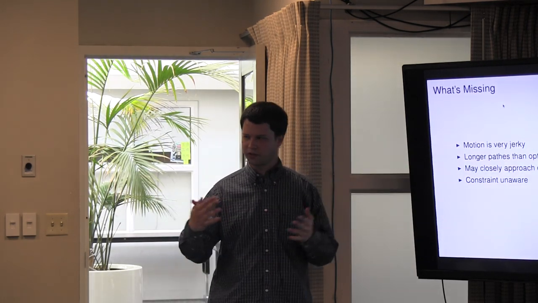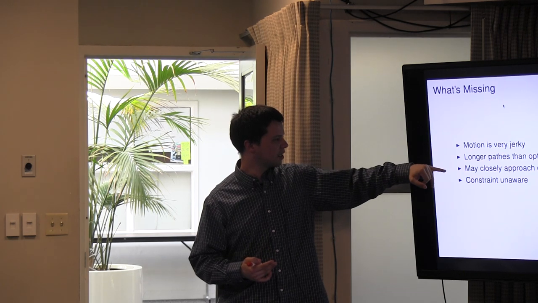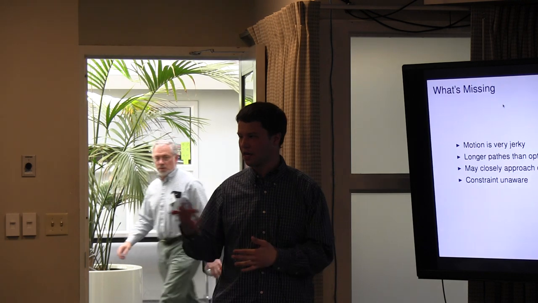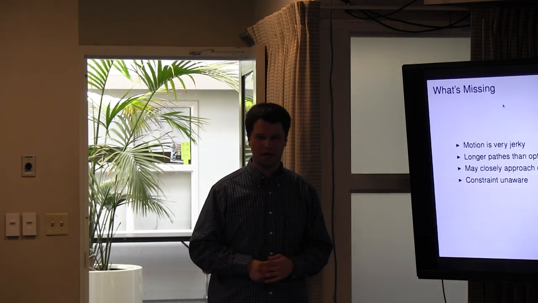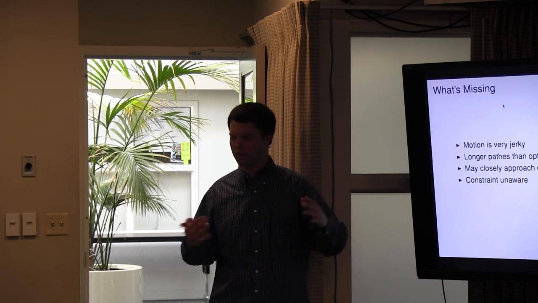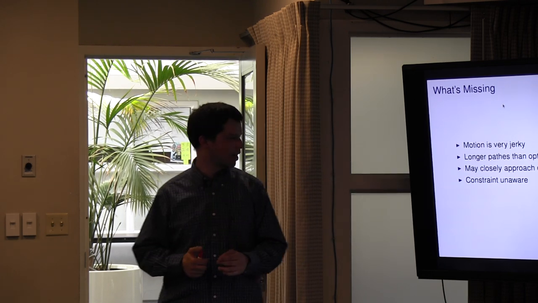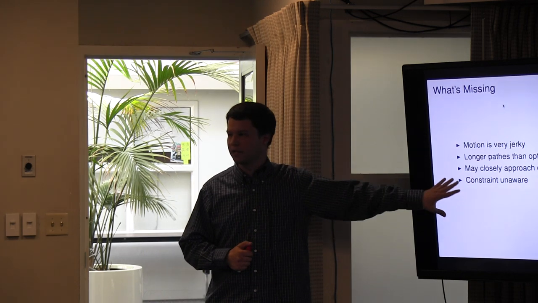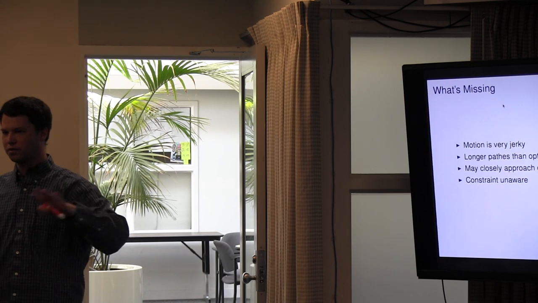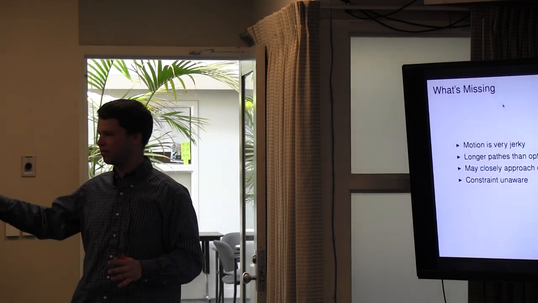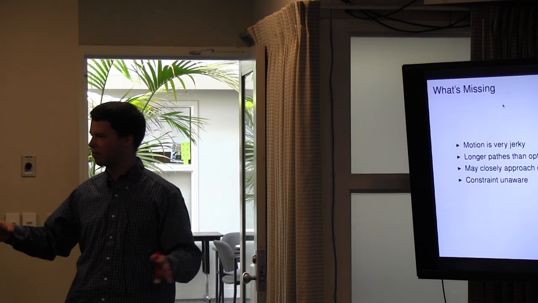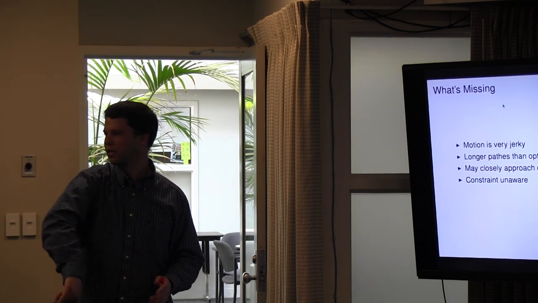Our trees, the motion generated would be very jerky. We talked about that. The tree itself actually generates longer paths than optimal. The tree itself is going to closely approach objects, but we found that that's not quite ideal. And then the last part is that it's constraint unaware. It just found a solution through joint space to get from one position to another. But if the robot's carrying a cup of water, you don't want it spinning like it did.